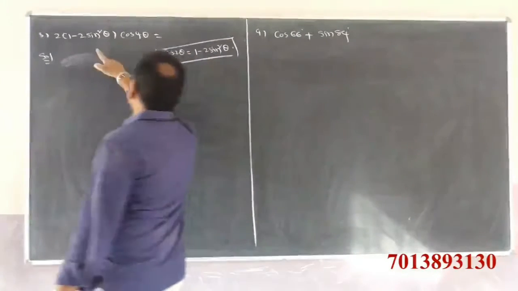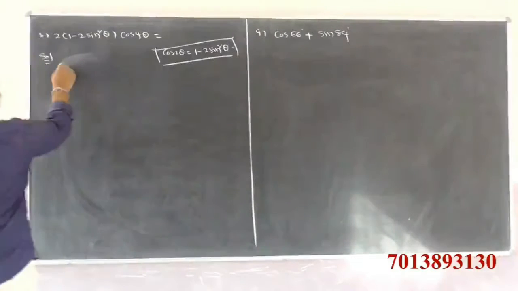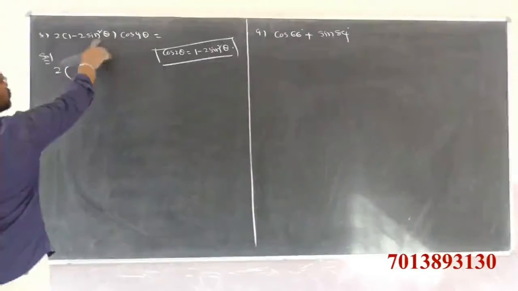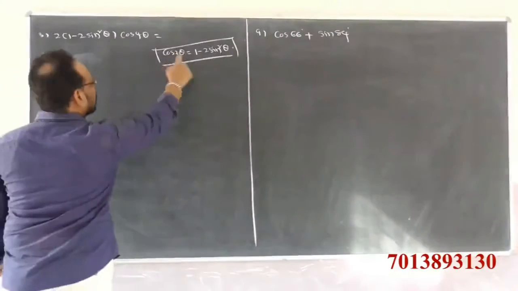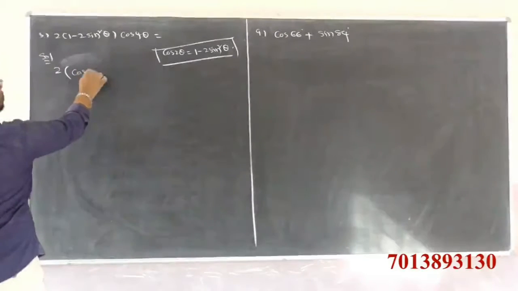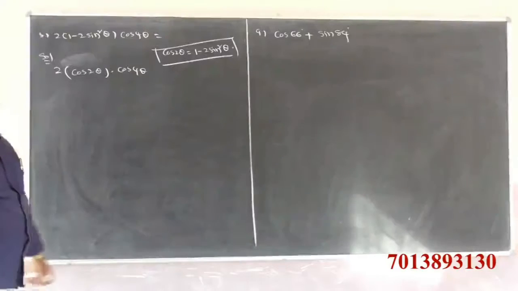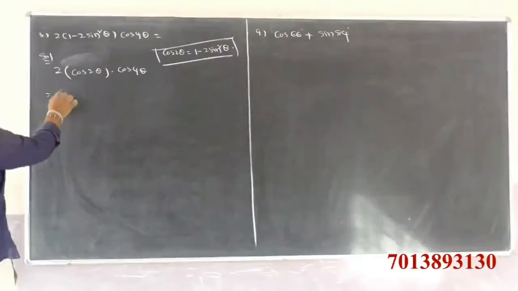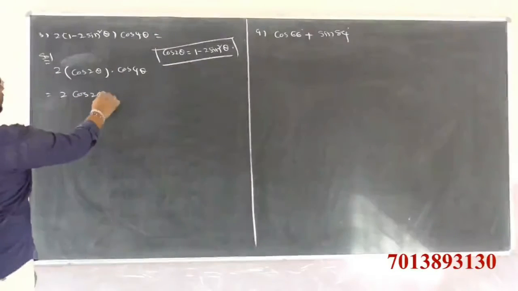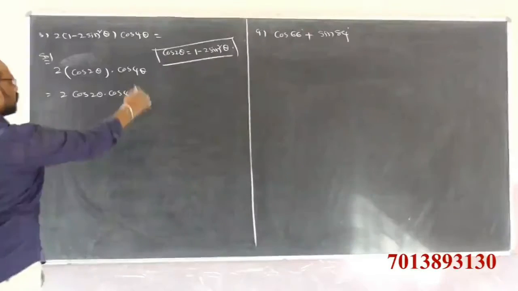So 2 times of 1 minus 2 sin square theta can be written as 2 cos 2 theta into cos 4 theta, because 1 minus 2 sin square theta is cos 2 theta. So that is equal to 2 cos 2 theta into cos 4 theta.